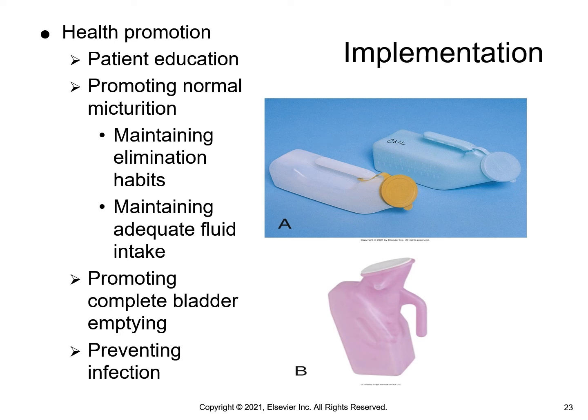The patient should prevent urinary tract infections. Women cleanse the perineum from front to back after each voiding and bowel movement. Only wear cotton undergarments. Drink adequate amount of water to make pale yellow urine. Shower or bathe regularly. A is a male urinal and B is a female urinal.